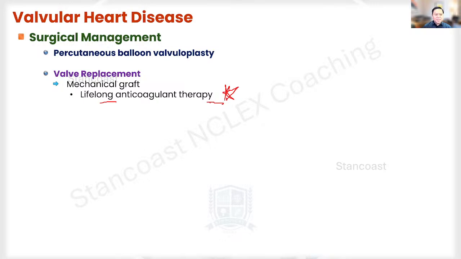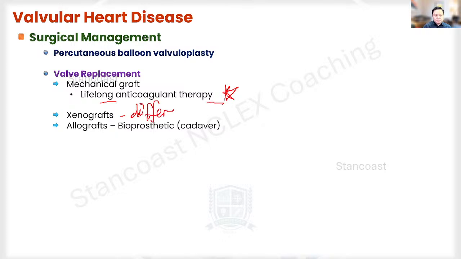Another thing is that when the patient has a valve replacement or graft, let's say, for example, xenografts, what is that? Or let's say allografts. Xenografts are sourced from different species. Let's say porcine type of graft. And so what you're going to expect here is that the graft itself will undergo some kind of cleansing in order to remove those antigens.